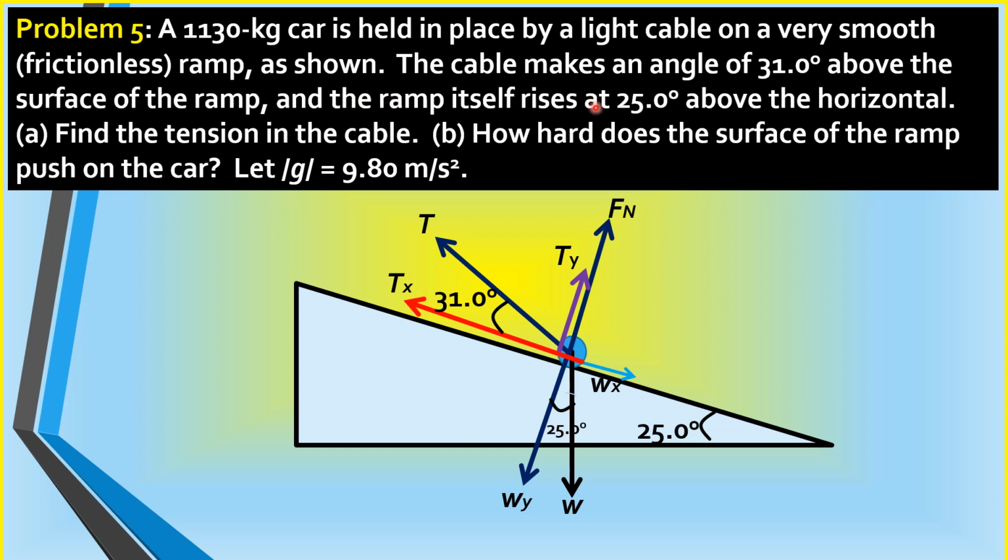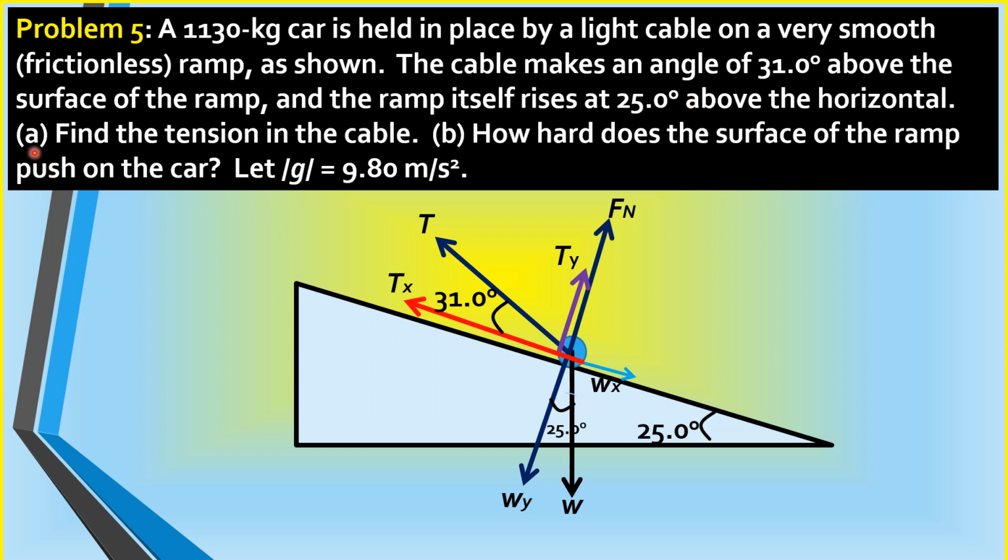Problem number 5. A 1,130 kilogram car is held in place by a light cable on a very smooth frictionless ramp as shown in the diagram. The cable makes an angle of 31.0 degrees above the surface of the ramp, and the ramp itself rises at 25.0 degrees above the horizontal.